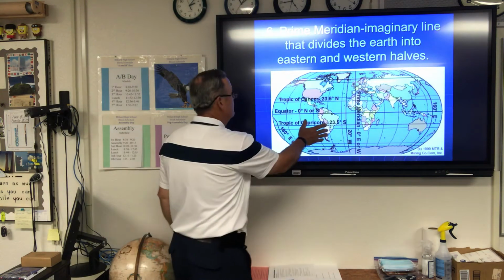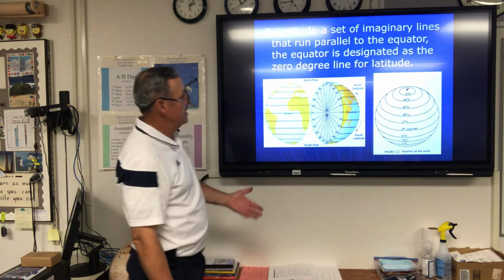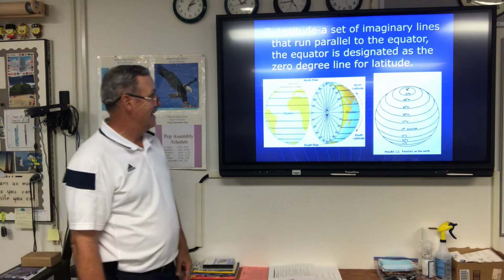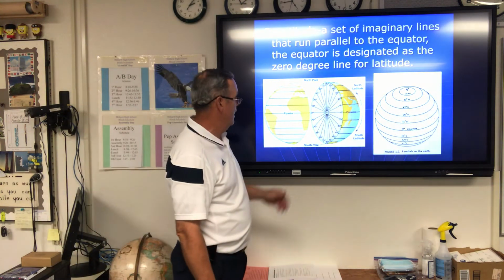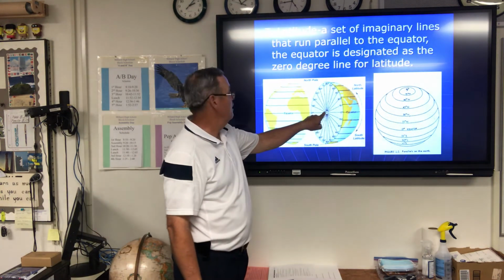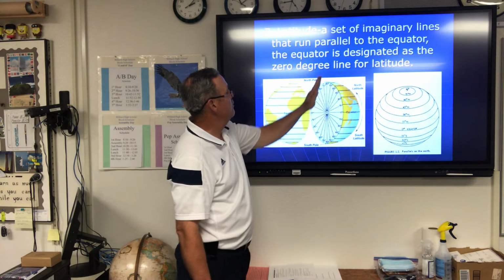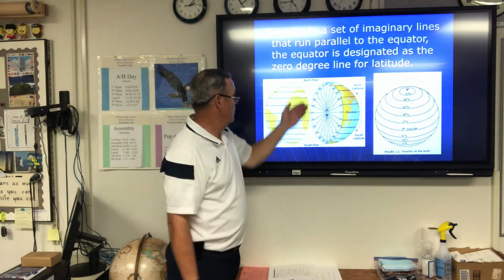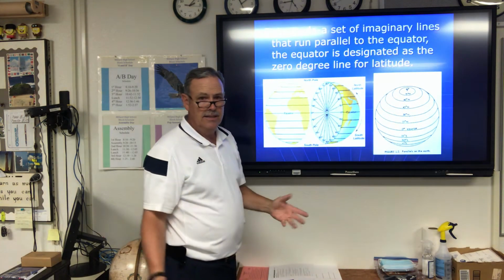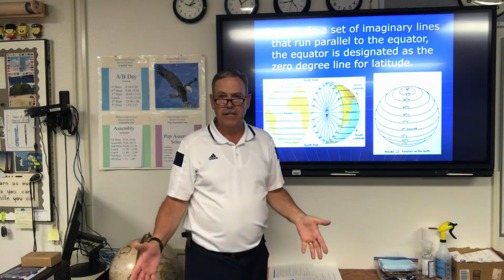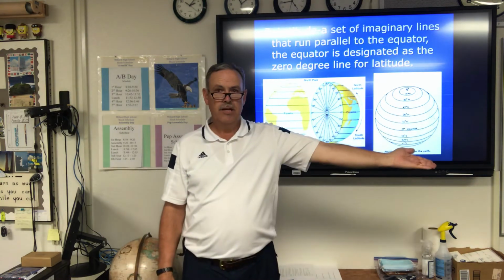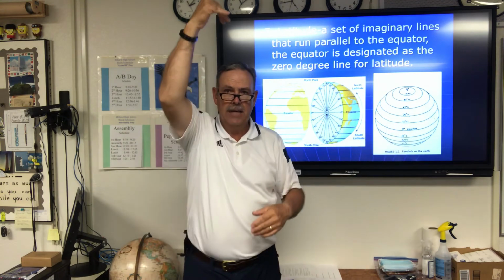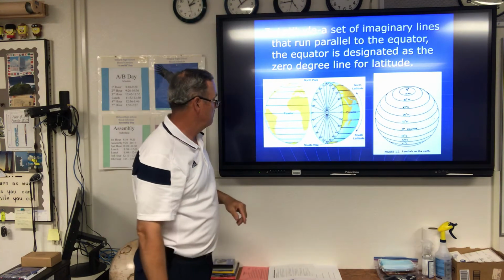longitude. Okay? So latitude, set of imaginary lines that run parallel to the equator. The equator is designated as the 0-degree line of latitude. And you can see how it starts out in the middle, goes up to 15, 30, 45, 60, 75, and then 90 straight up. And a lot of kids, when I say what's at the top and bottom, rarely do they say 90 degrees. But if I say, here's your equator, and here's the North Pole, then they see that 90-degree angle, and they can figure it out pretty quick.